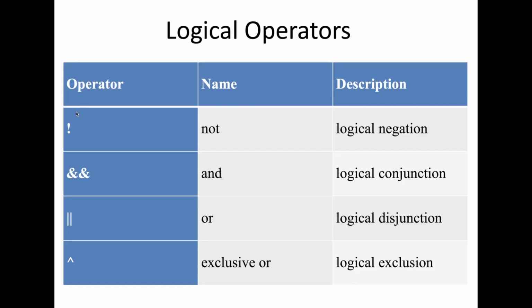The very first one is the negation, simply NOT. The second one is the AND, or logical AND. Third one is the logical OR, and the fourth one being the exclusion. We'll go over every single one of them in detail.